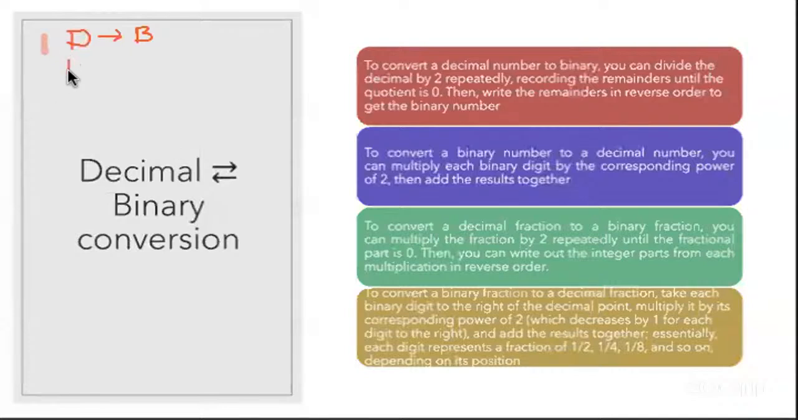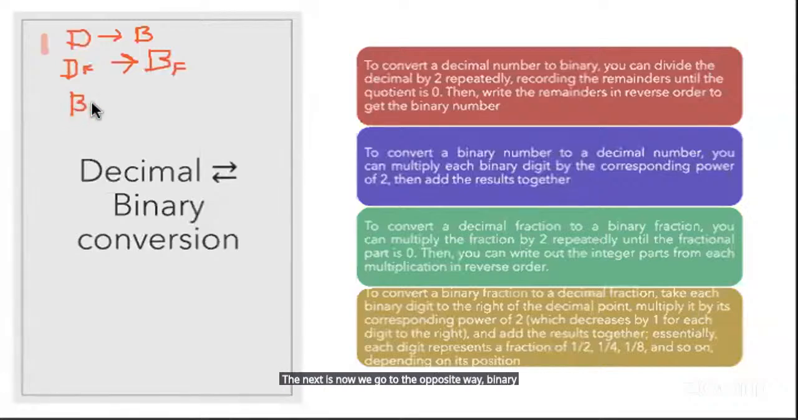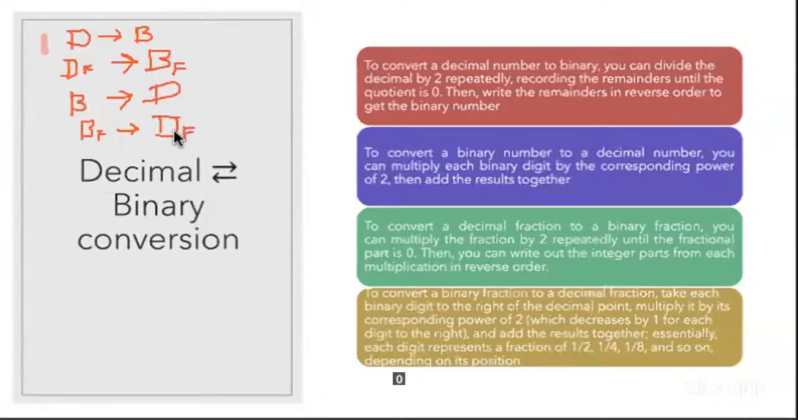Another one is decimal fraction to binary fraction. The next, now we go the opposite way, is binary to decimal. And finally, binary fraction to decimal fraction. What I mean by fraction is, for example, 1/2 or 0.345. These are fractions.